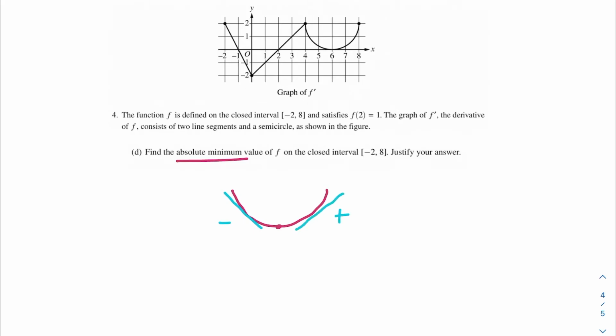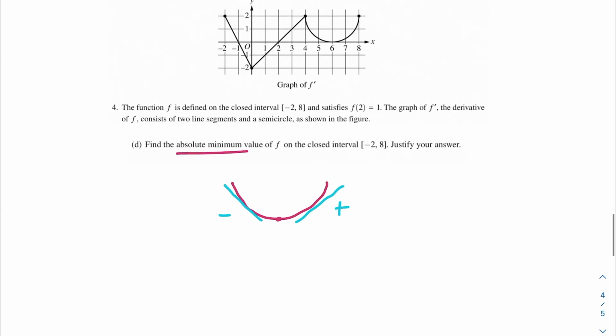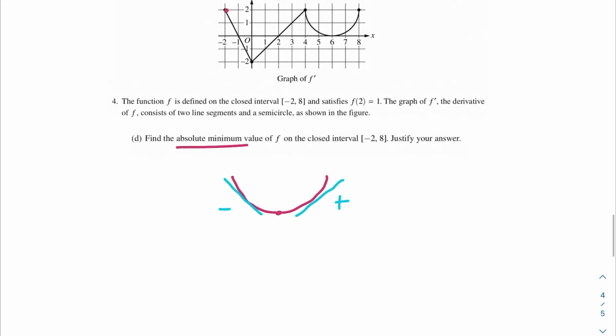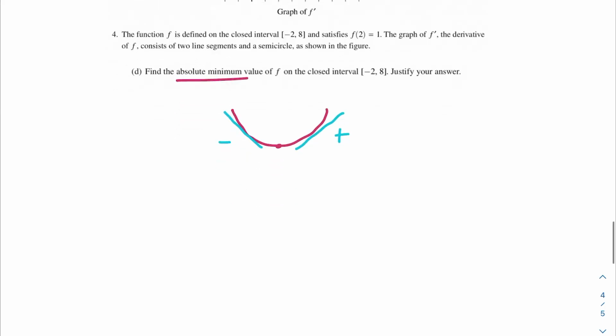Okay, or it might happen at our endpoints. So in this case, we're going to be using something called the candidates test to evaluate each of the candidates that we have available. So let's see. We know that 2 of our candidates are going to be our endpoints. So -2 and 8, those could be potential absolute minimums. So let's go ahead and add those to our table.